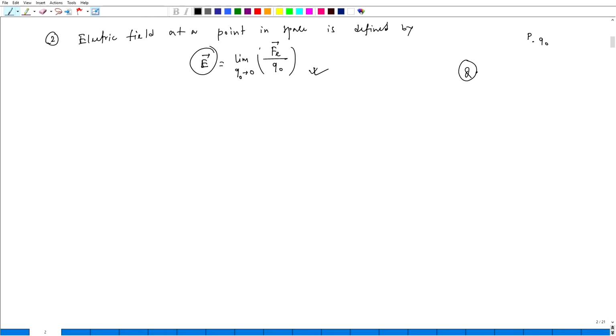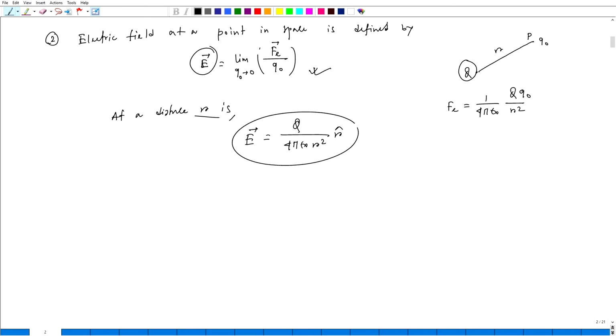So the electric field at a distance r. Once we know the force Fe, we write that Fe is 1 over 4 pi epsilon naught, capital Q times q naught, over r squared. Now divide by q naught, and in the limit q naught tends to 0, the electric field at a distance r is E vector equals capital Q over 4 pi epsilon naught r squared, and the direction is the same as before, r cap.